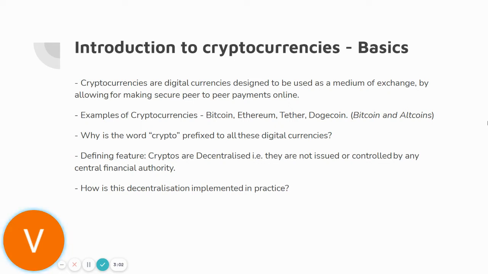And how is this decentralization implemented in practice? This decentralization is implemented through a distributed ledger, which is more popularly known as blockchain, which maintains a public record of all the transactions that happen on the system.